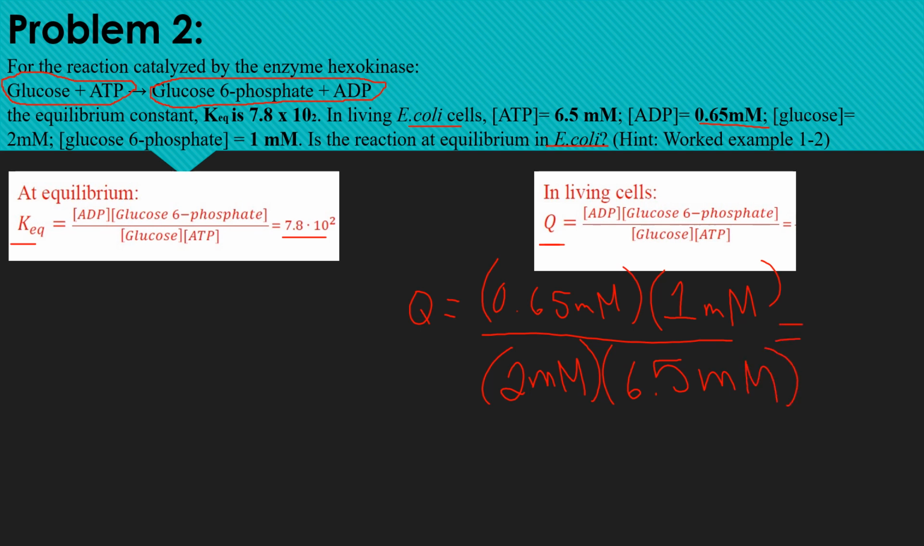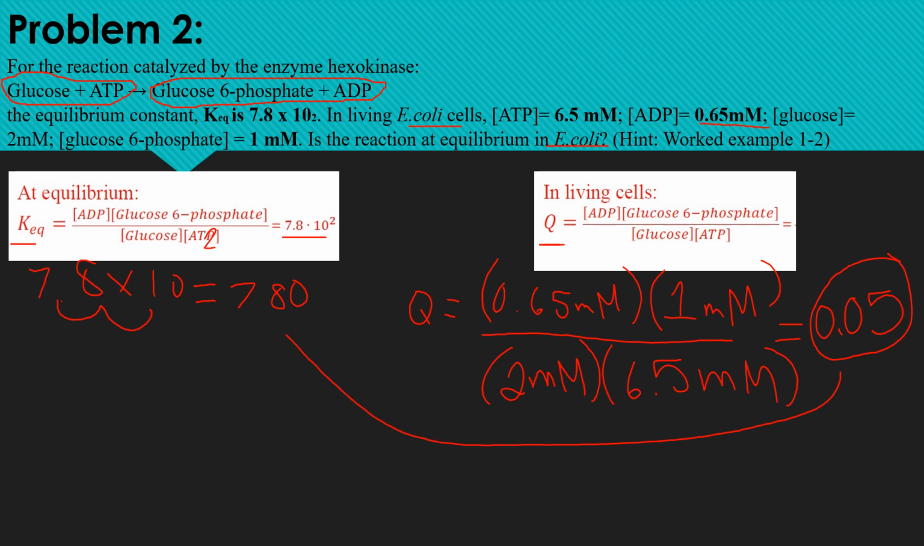And we just do the math. So that equals 0.05. So 7.8 times 10 squared is just moving this decimal over 2 times. So it's equal to 780. So this reaction is not at equilibrium. It's actually really far from equilibrium.